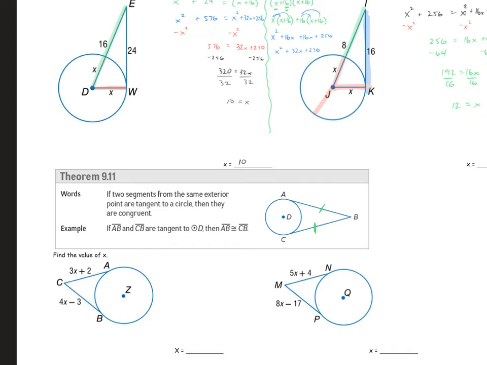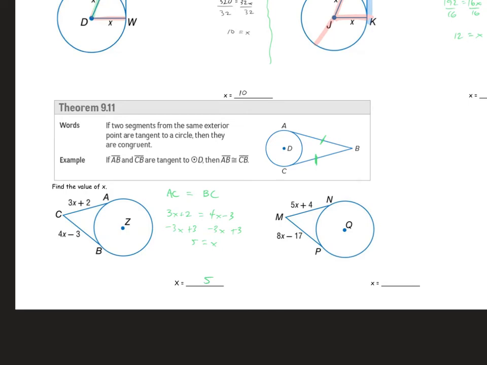Here I'm looking, these segments AC and BC appear to be tangent. So if they appear to be tangent, we're going to assume that they are tangent. So that means that AC equals BC. So 3x plus 2 equals 4x minus 3. I subtract 3x, I add 3, and I get that 5 is the value of x for this one.